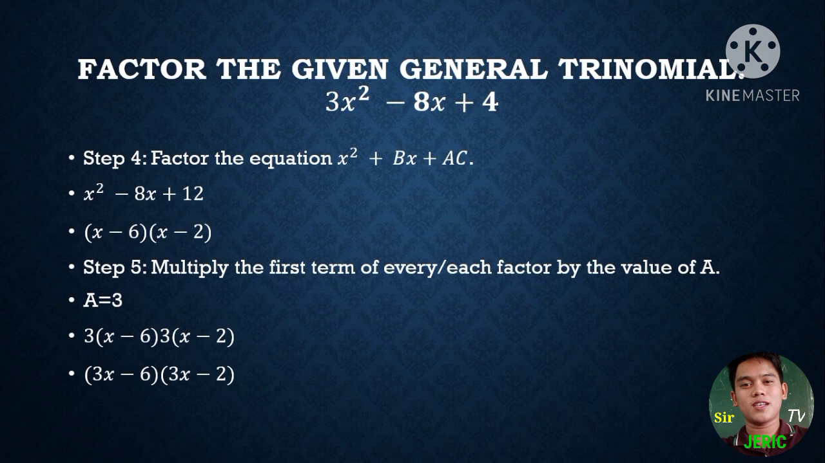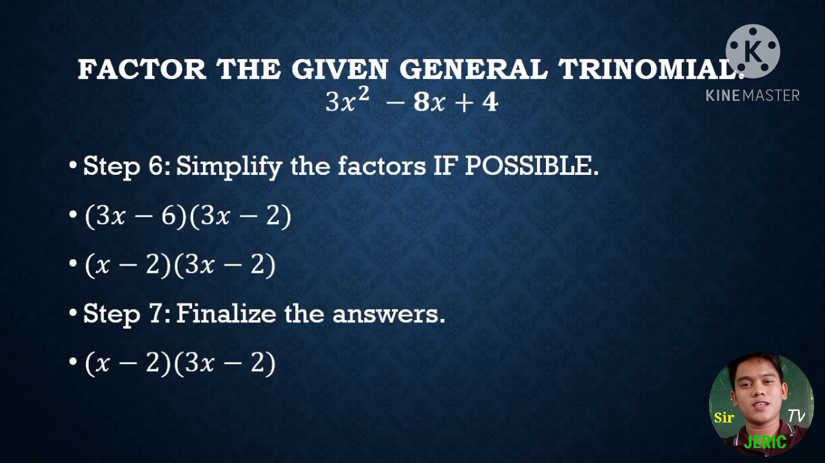So we have 3 times x is 3x. That's why we have 3x minus 6. And 3 times x also is 3x. That's why we have 3x minus 2. Okay? So the next step is to simplify the factors if possible.